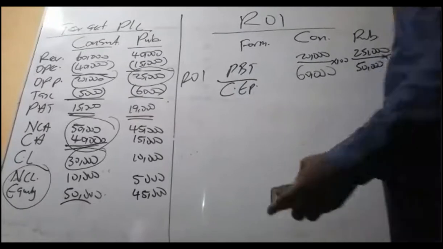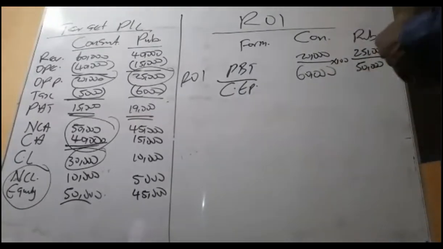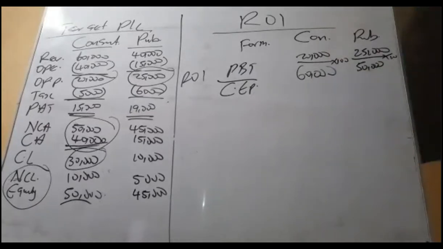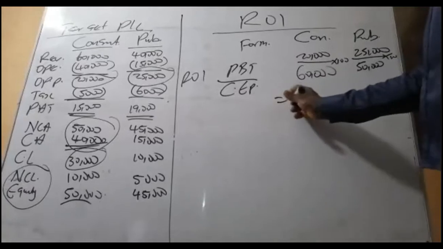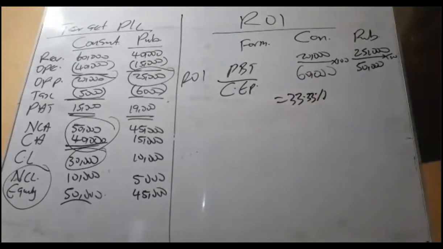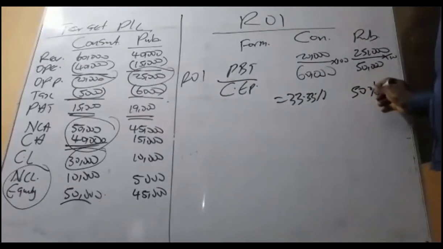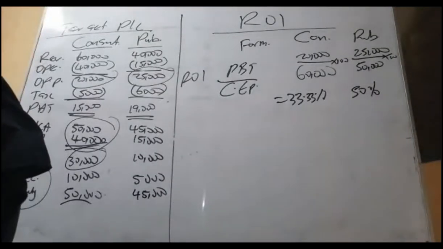Divisional return on investment: 20,000 over 60,000 times 100%, that's one third, so 33 1/3%, which is 33.33%. And the second one, you get 25 out of 50, so that's 50%. So tell us which of the divisions is performing well in Target PLC.